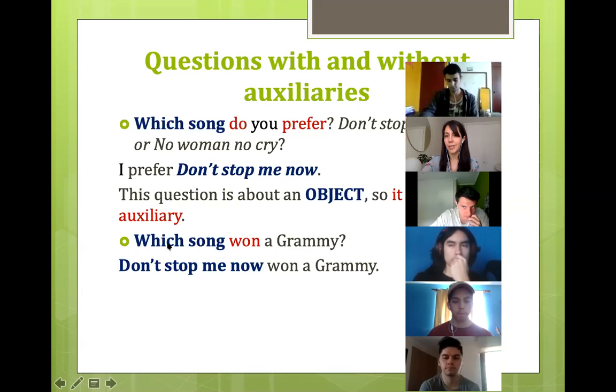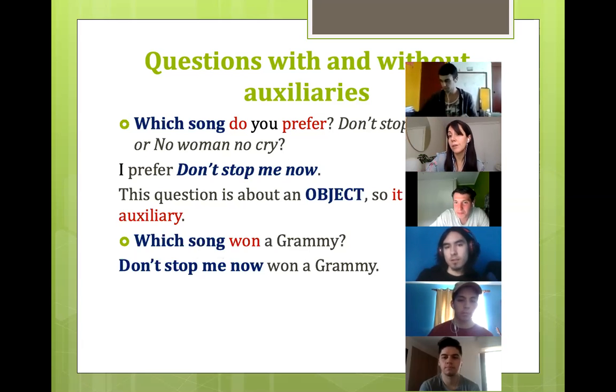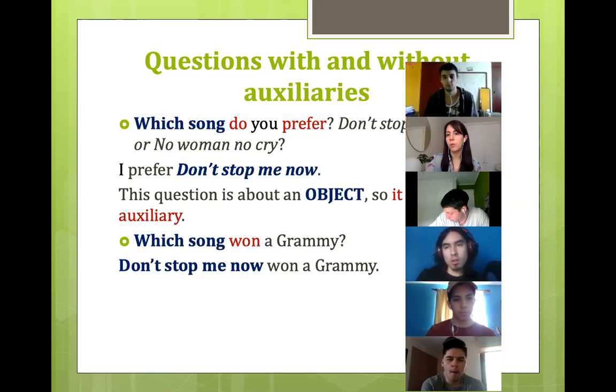Who invented the television? No auxiliary, because who is the same as the person. For example, Logie Baird invented television. Logie Baird, who? The same. So I don't need an auxiliary. Who made the first step on the moon? Neil Armstrong. Neil Armstrong and who is the same, so I don't need an auxiliary.